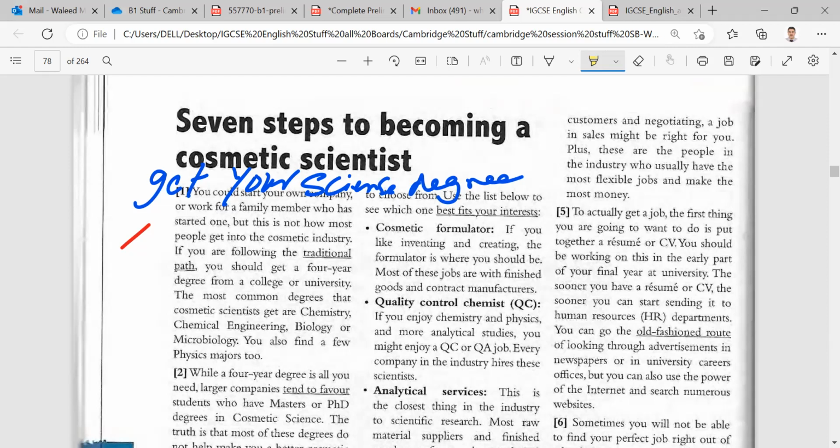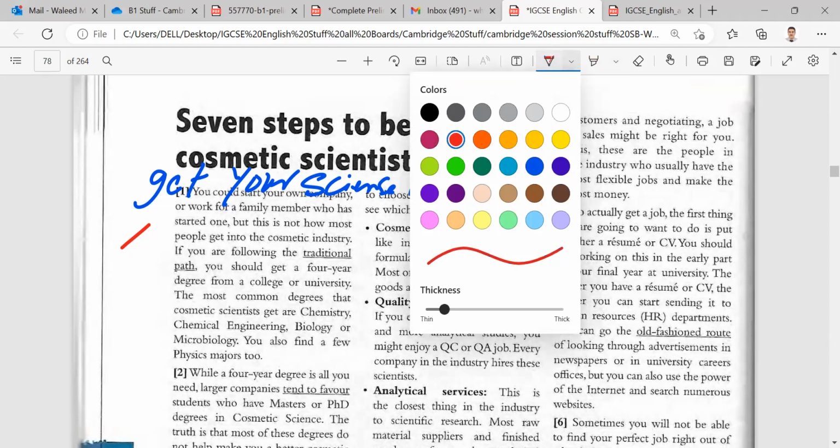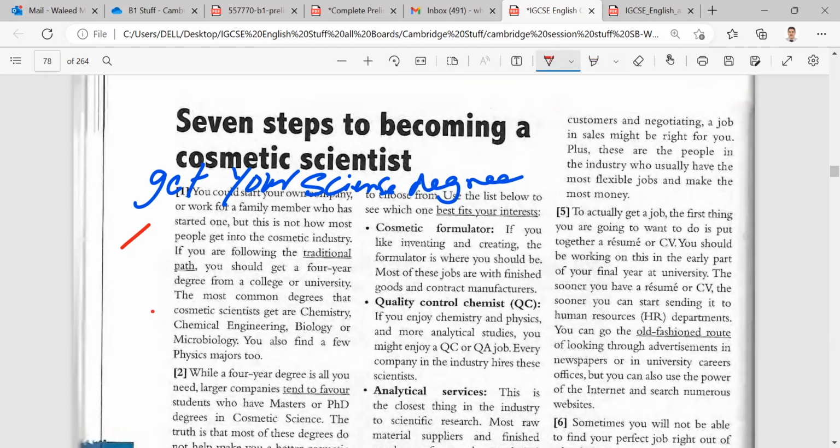You could start your own company or work for a family member who has started one, but this is not how most people get into the cosmetic industry. Shabab, this sentence is related to the title. Did you see anything related to the title? Yes. Which one? The most common degrees that cosmetic scientists get. The last third line. Khalid, please wait. I'm asking about the first sentence. Let me highlight it for you. You could start your own company or work for a family member who has started one. But this is not how most people get into the cosmetic industry. Did you read anything related to your science degree?